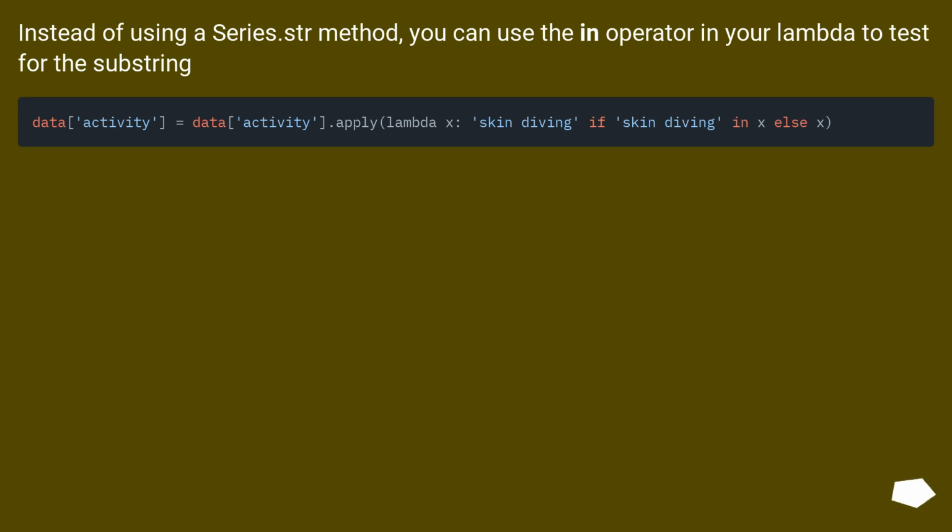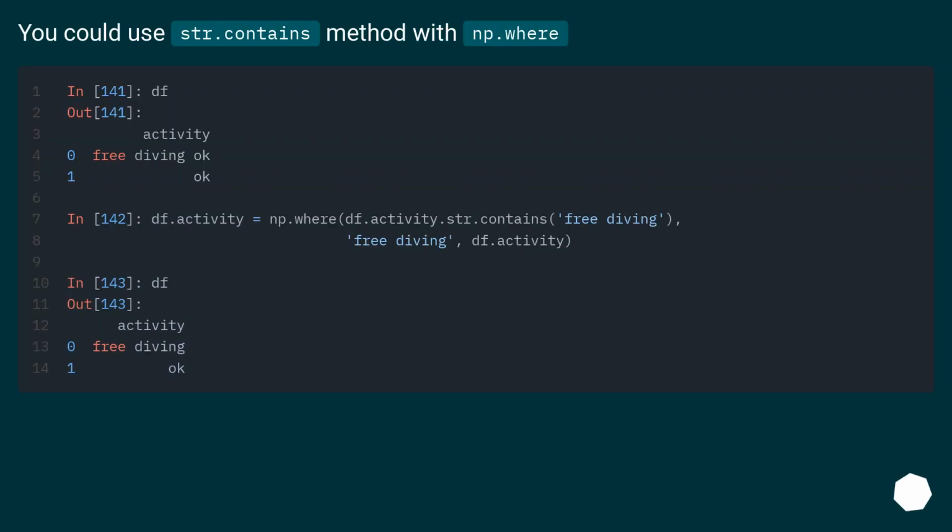Instead of using a series.str method, you can use the in operator in your lambda to test for the substring. You could use str.contains method with np.where.